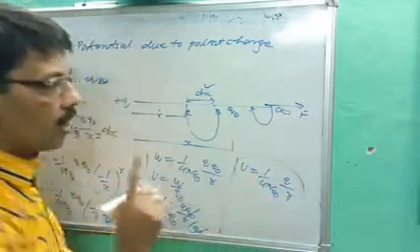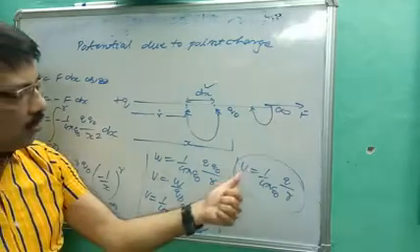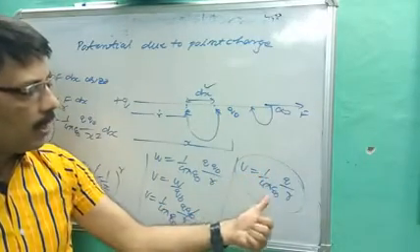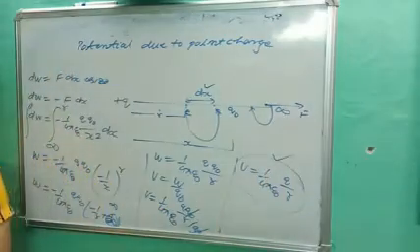Keeping in mind, force was q1 q2 upon r square, electric field was q upon r square, while potential V is equal to 1 upon 4 pi epsilon naught q upon r. This is the formula for potential due to point charge.